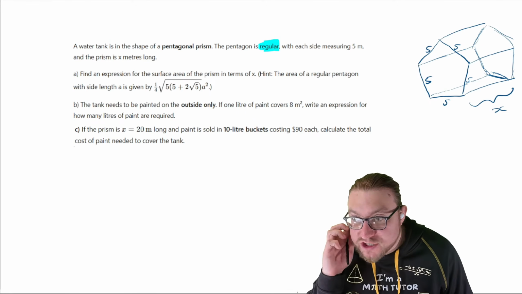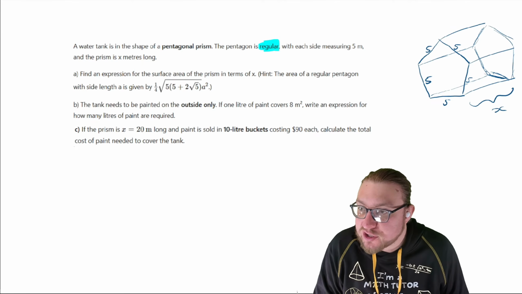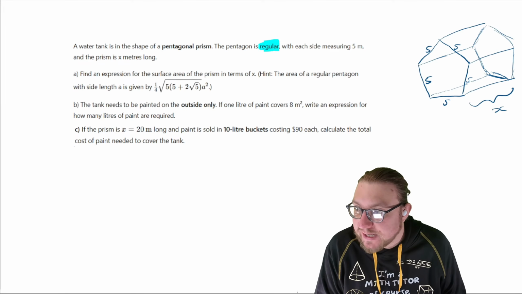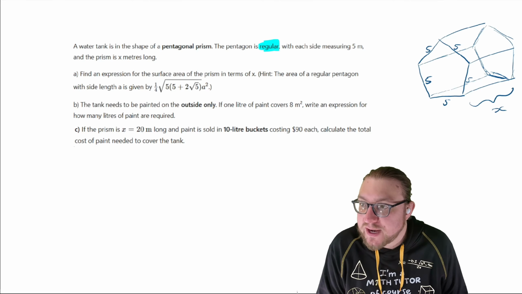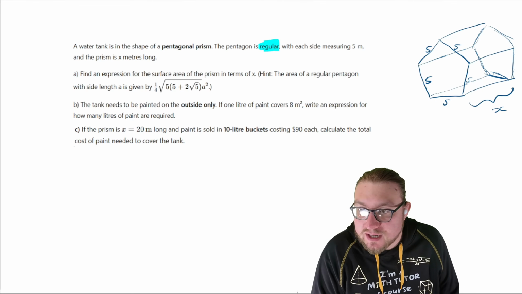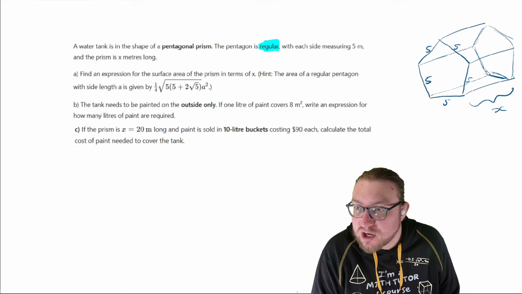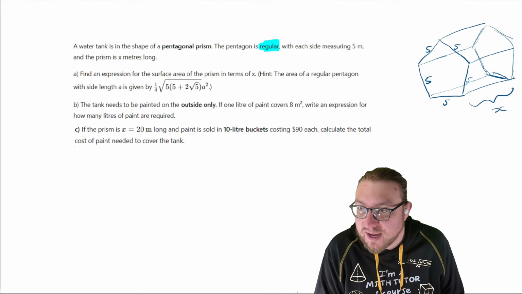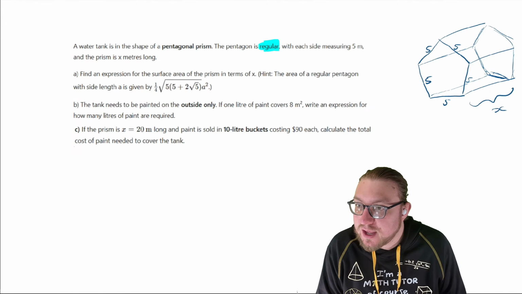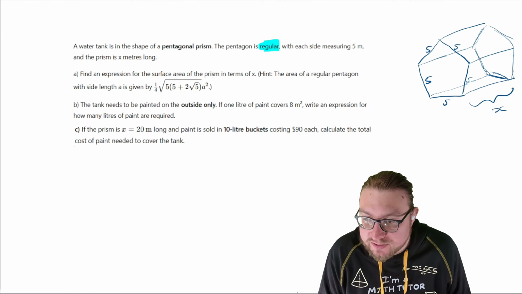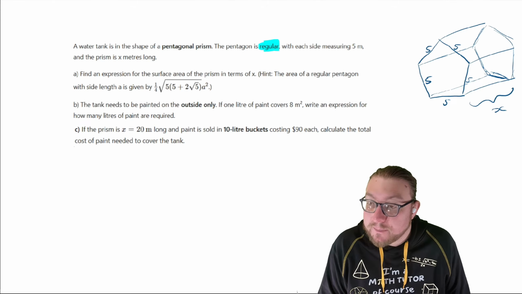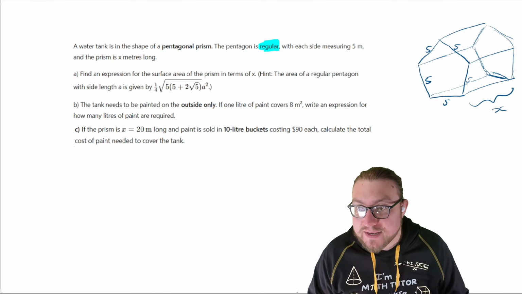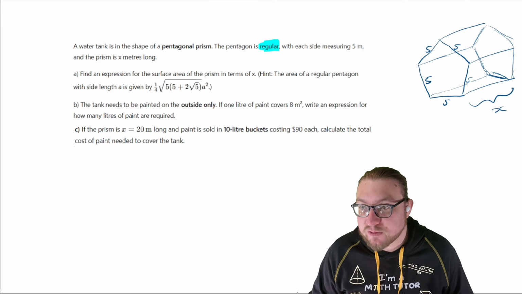Now, question A says, find an expression for the surface area of the prism in terms of x. Now, it does give you a hint here that the area of a regular pentagon is given by a formula, which is 1/4 times the square root of 5 times, open brackets, 5 plus 2 root 5, all multiplied by a squared. Now, if we're having a look at this formula, it looks very nasty, but just because the equation looks nasty doesn't necessarily mean that it is difficult. We have already figured out what we have.